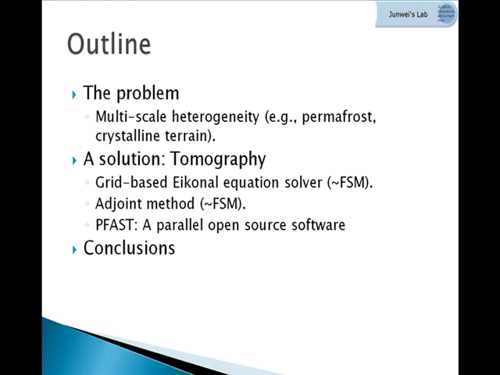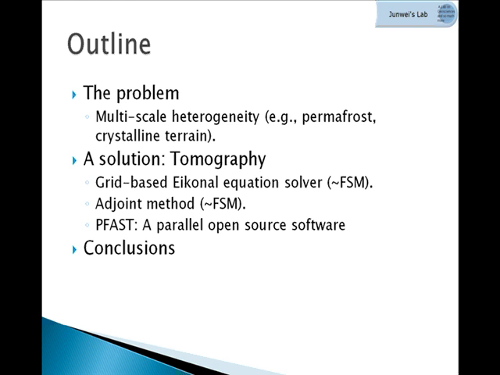Therefore, we follow the conventional wisdom but propose to use a grid-based eikonal equation solver such as the fast sweeping method to calculate the travel time, and use the adjoint method to convert the inverse problem to another forward problem, which can again be solved by using the fast sweeping method. We implement this algorithm on a parallel machine. It is called PFAST. It stands for Parallel Fast Sweeping Based Adjoint Seismic Tomography, and hopefully this program will be released as open source software soon.